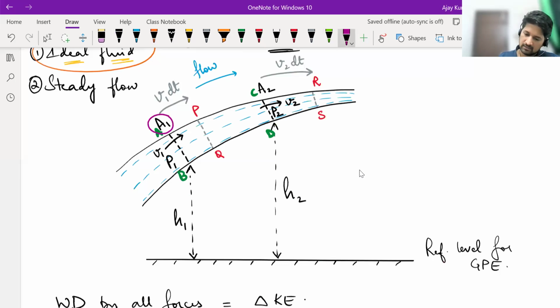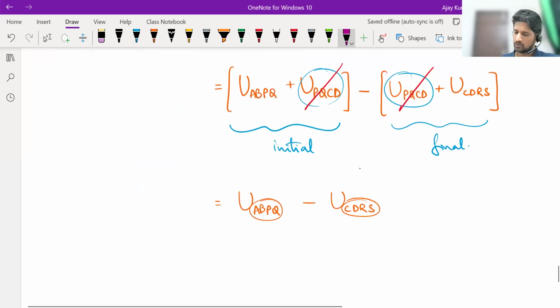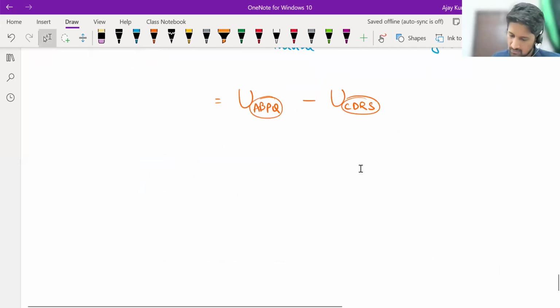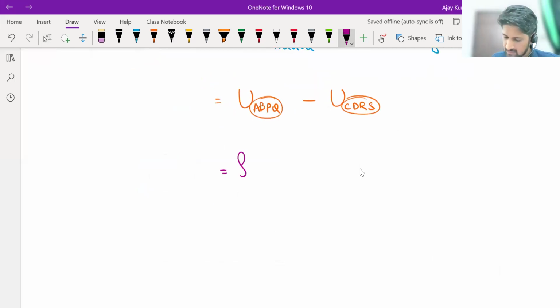Area of cross section is A1. Distance is V1 dt. Their product is the volume ABPQ. And density multiplied with volume will give you the mass. Therefore, potential energy in the region ABPQ will be density into volume. Volume is area of cross section multiplied with the length of that column.